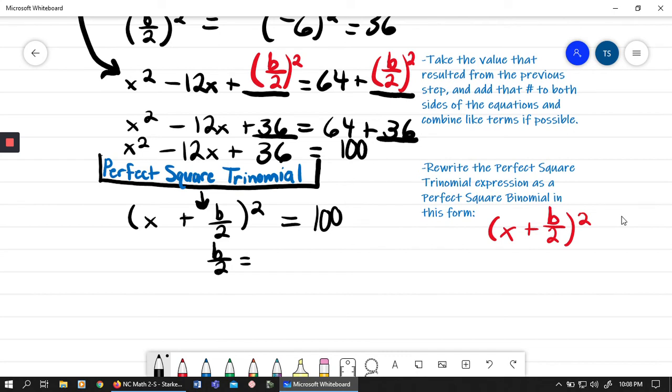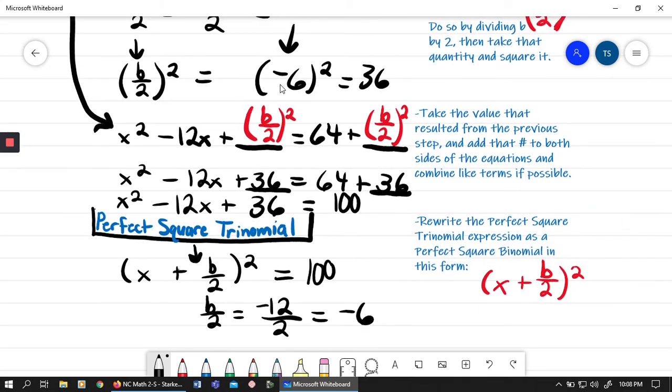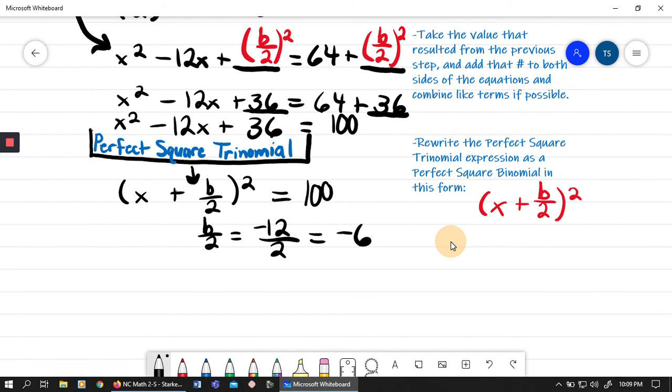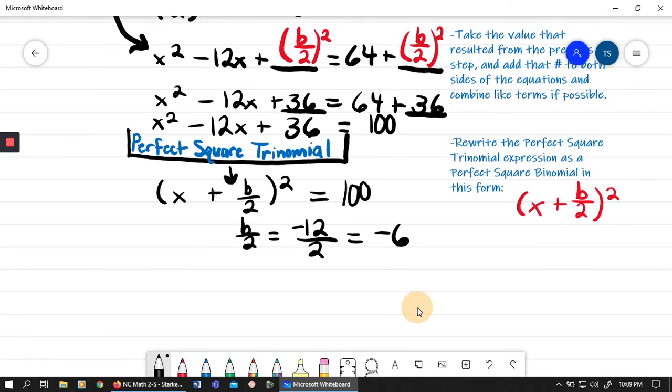B divided by 2 was negative 12 divided by 2, which was actually negative 6. And remember, up there we had squared that negative 6. But down here, we're not asking you to square this number. We're just asking you to divide b by 2. So again, b divided by 2 is negative 6. Please do not put 36 there, because you will be wrong if you do that.